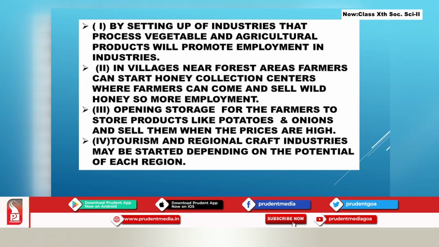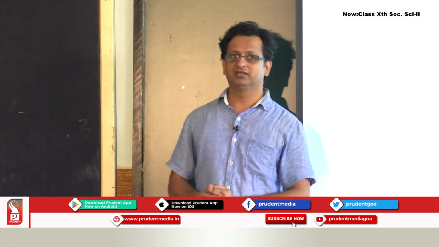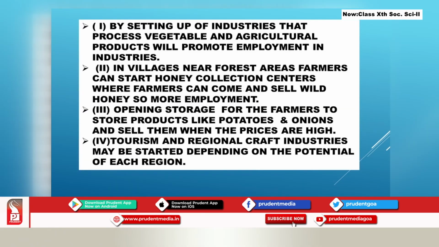In villages near forest areas, farmers can start honey collection centers where they can come and sell wild honey so that more employment can be generated. The government also has to provide storage facilities to the farmers to store products like potato and onion, and sell them when the prices are high in the market. In certain areas, the government has to focus on tourism and regional craft industries depending upon the potential in each region. But all these things cannot be done on a short-term basis. They can be done on a long-term basis.